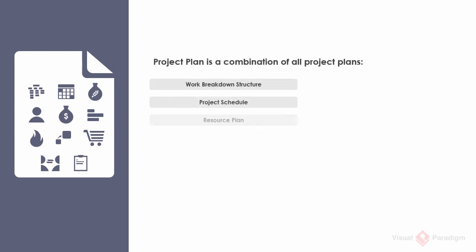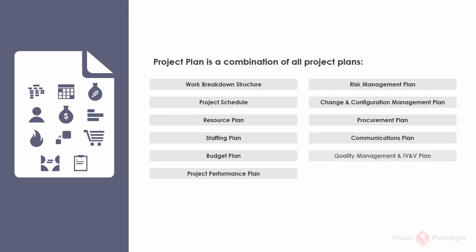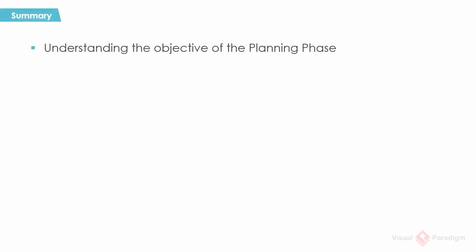Develop project plan. The project plan document is simply a combination of individual planning documents obtained by performing the planning activities in this phase. Make sure the project plan document is approved by the approving authority in order to continue to the next phase. Before we carry on, let's have a quick summary of the planning phase. You've learned the objective of the planning phase, which is to clearly plan the project and develop a set of plans to guide the project team through the implementation and closure of the project.